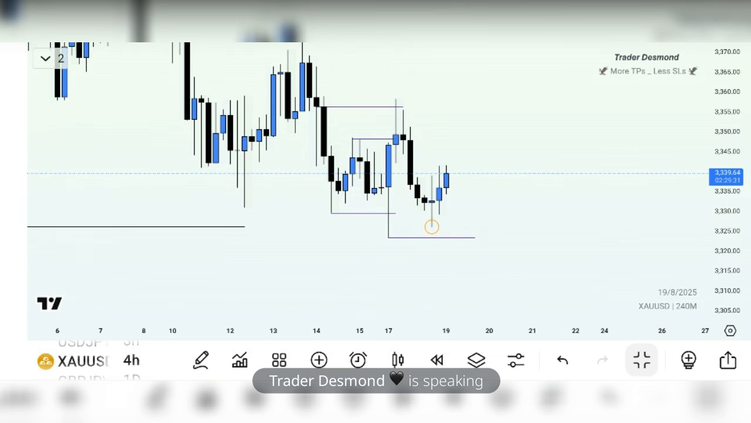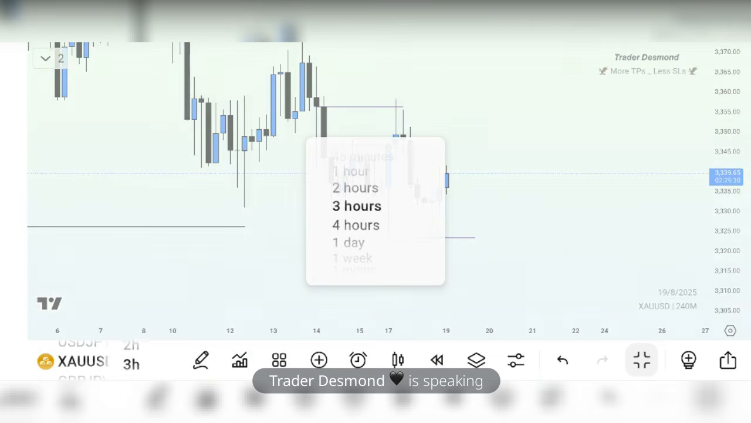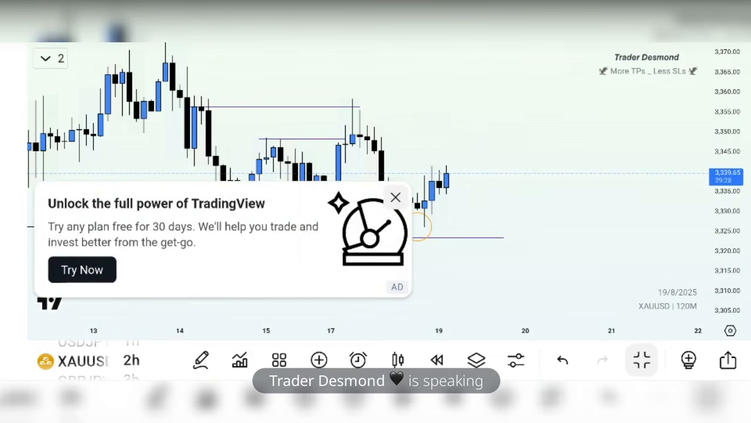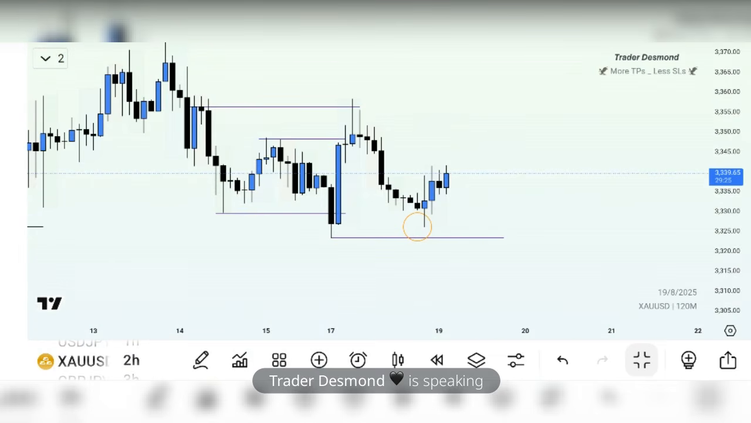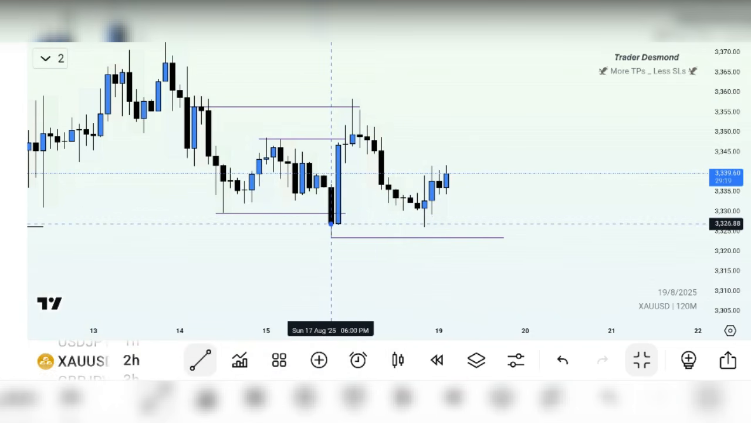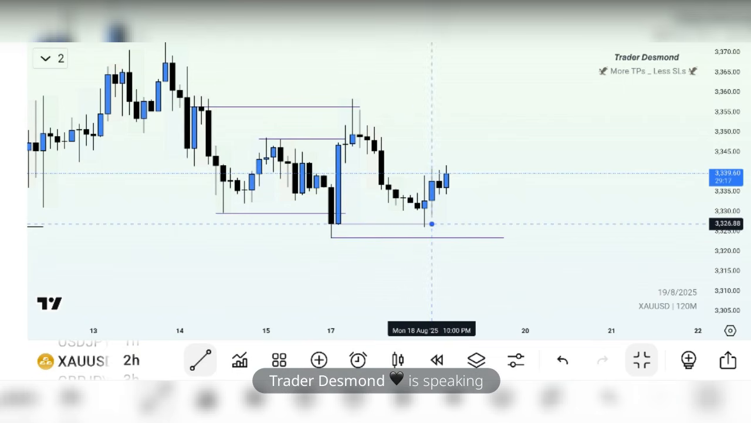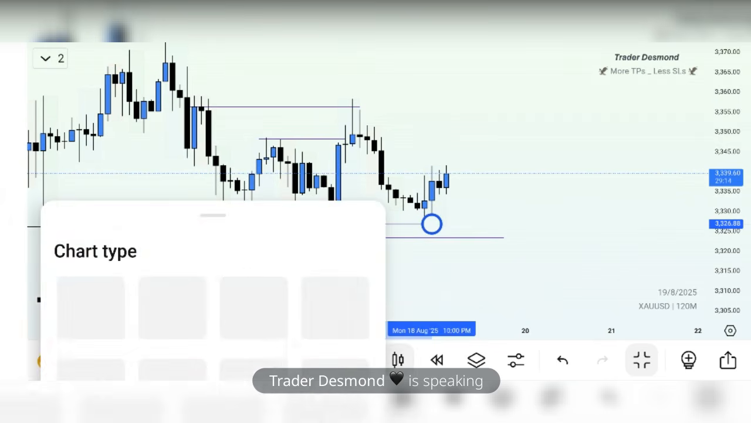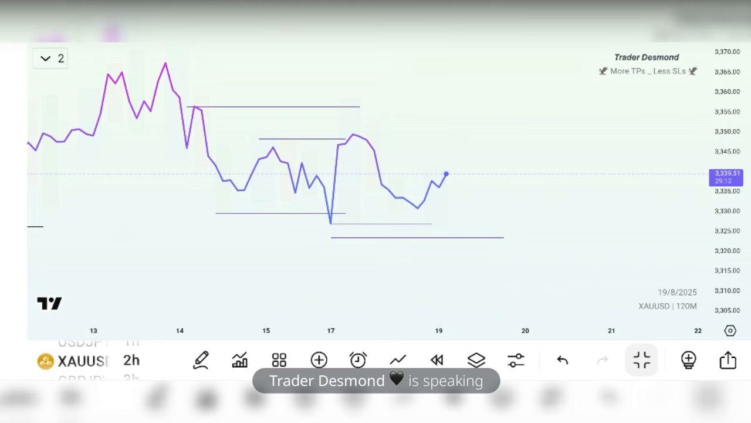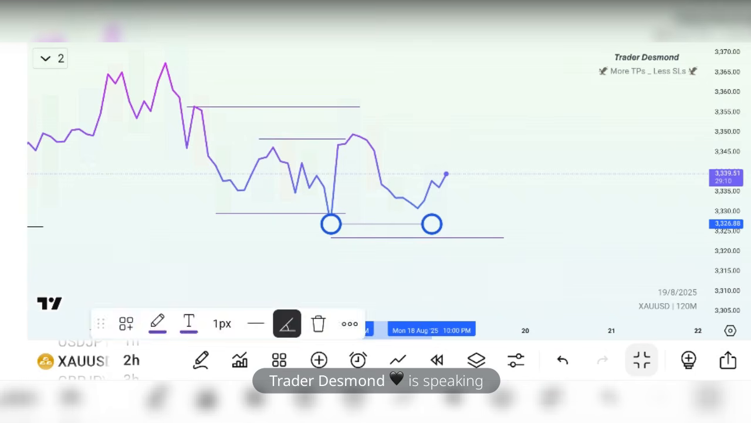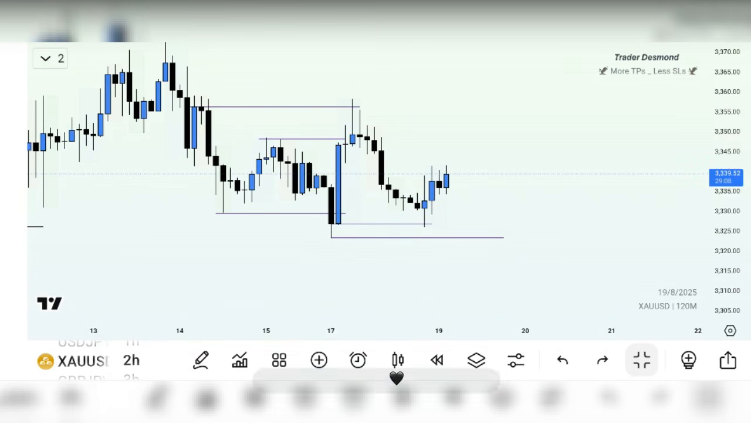I think that level was gotten from the 1 hour. I don't want to go deeper. I would have told you how that level was gotten. So this is the level here that gold used, and it was what? A sweet sniper entry. Very sweet one. This is the level, and it's a sniper entry.